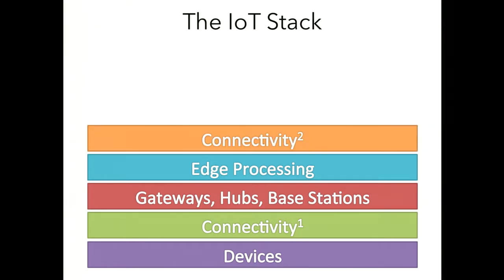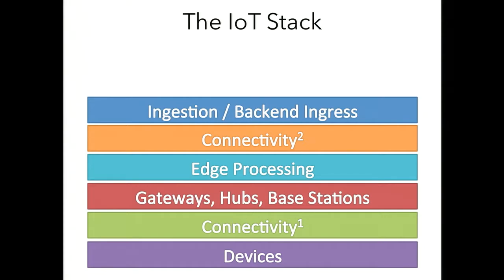Then we enter connectivity 2. This is where you tend to leave the building. This is where you tend to go over cellular as your backhaul. It's TCP/IP, and it's pretty well understood. So there's not much need for innovation here, although if someone comes up with something good, I'd love to hear about it. And then we enter into the back-end ingress and the ingestion layer.